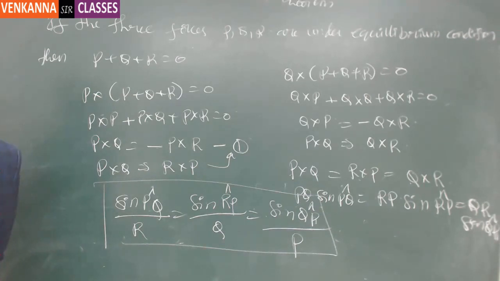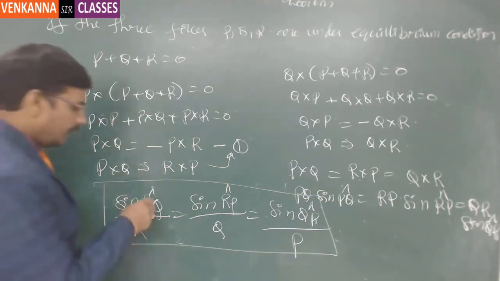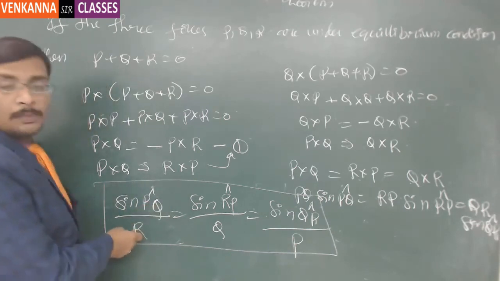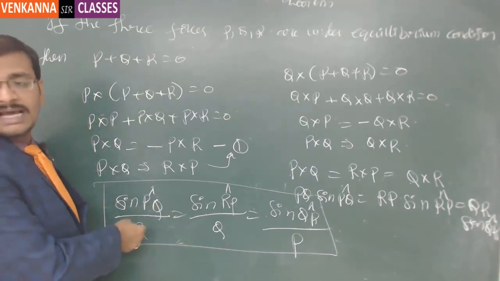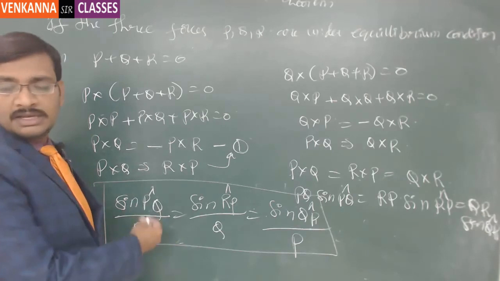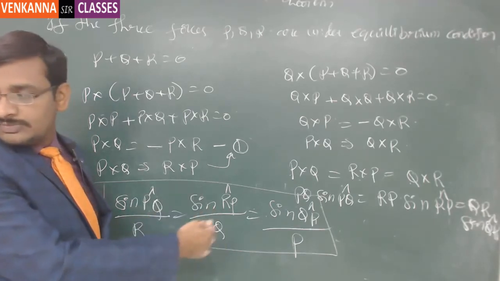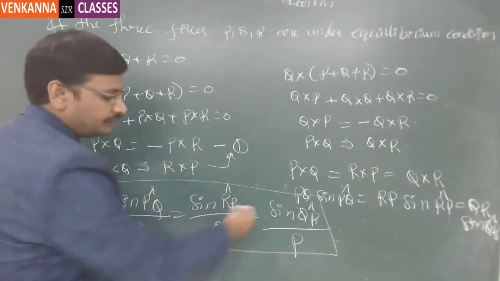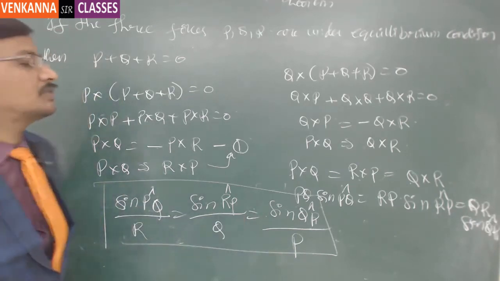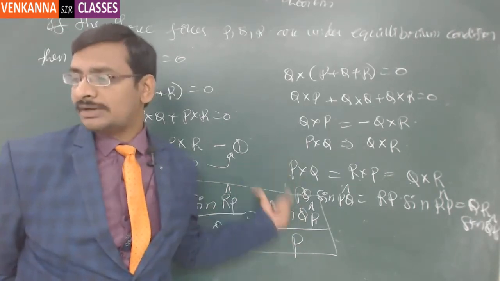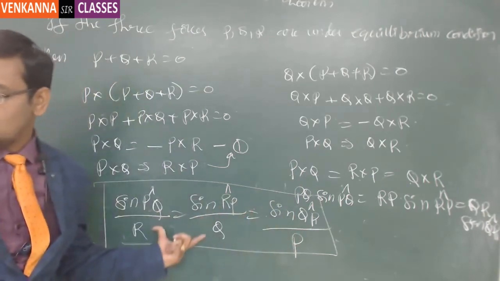Understood? Whatever angle you take, the opposite one will come in the denominator. It is like the sine rule: A by sine A is equal to B by sine B is equal to C by sine C. That's exactly what we have done here. Lami's theorem is the sine rule applied to the triangle of forces, so it's more or less the same.